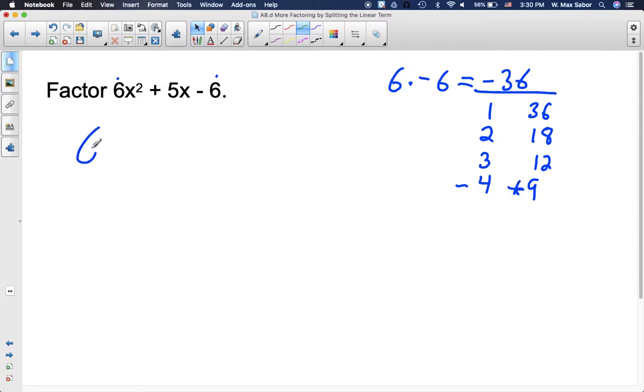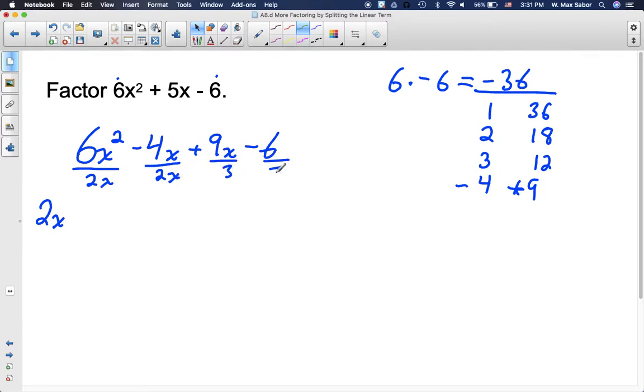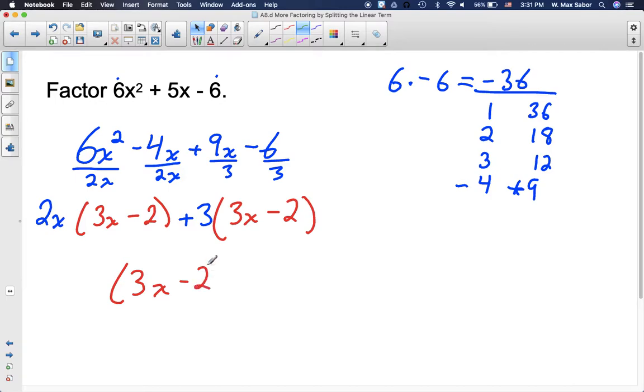So 6x squared minus 4x plus 9x minus 6. Now we factor this by GCF. 2x goes into both of those. 3 goes into both of those. So what we have is 3x minus 2 and 3x minus 2. So what we're left with is 3x minus 2 times positive 2x plus 3. And that multiplies to give us the original.